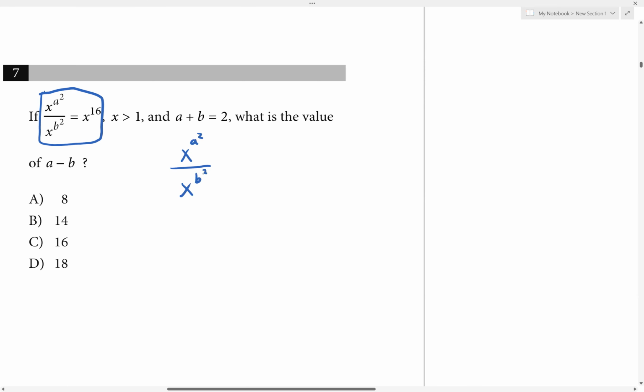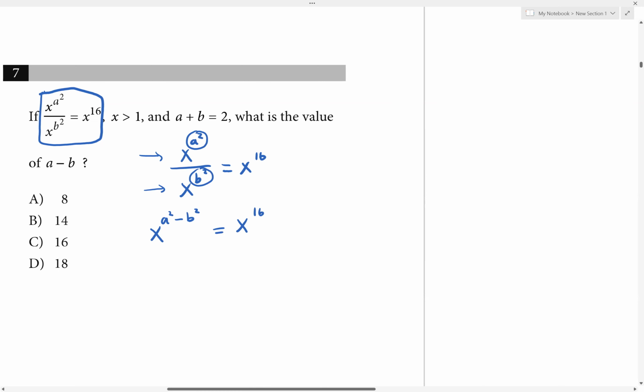So we have x to the a squared divided by x to the b squared equal to x to the 16. So this is an exponent rule. We have two things with the same base and they're dividing each other. The rule is we keep the base and we subtract the exponents. They're dividing, so we subtract the exponent. If they're multiplying, we add the exponents. But here we'll subtract. So it'll be x to the a squared minus b squared, and this is equivalent to x to the 16.